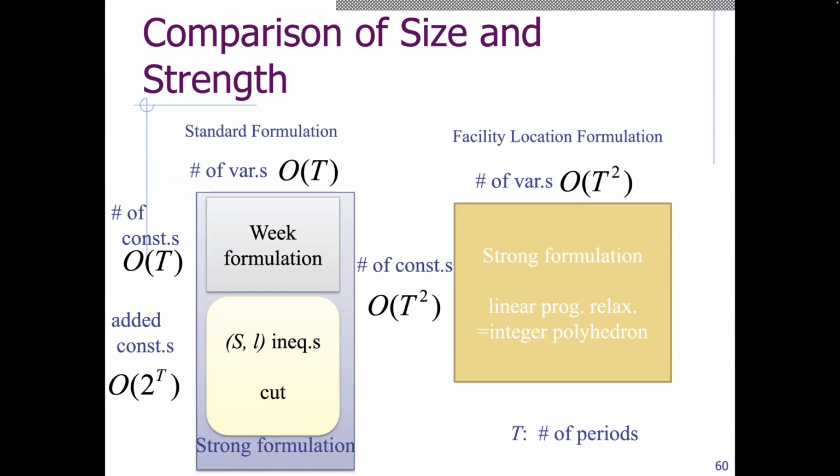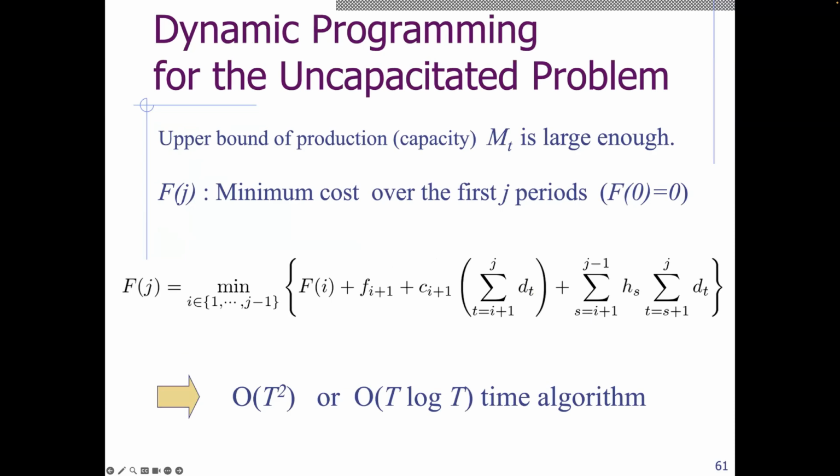The facility location formulation requires O(t squared) constraints and O(t squared) variables and it gives the integer polyhedron. In practice the facility location reformulation is much easier to implement. So I recommend this reformulation approach as a first cut. It's not surprising that we could get the integer polyhedron using polynomial numbers of variables and constraints because we can get an optimal solution of the uncapacitated lot sizing problem in polynomial time.